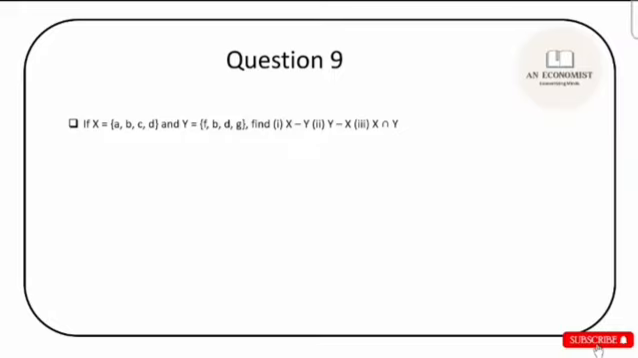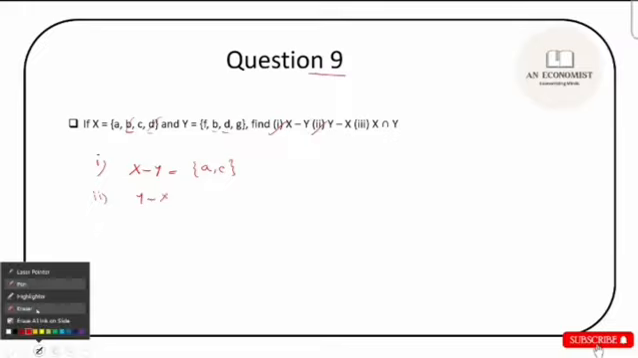Let's move to question number 9. X is given as a, b, c, d. Y is given as f, b, d, g. We need to find X minus Y, Y minus X, and X intersection Y. So let's start by finding out X minus Y. These are all the elements which are in X but not in Y. If you look at these sets, you will find that there are two common elements, b, d. Here also you have b, d. So if you subtract Y from X, these b and d elements will go out and you will only get a and c, right? Question number 2 is Y minus X.